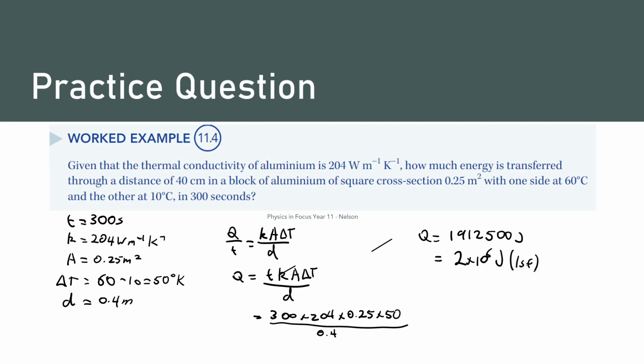Note here that I've given my final answer in joules. That is because the thermal conductivity constant was in watts per meter per Kelvin. If it's in watts, watts means joules per second. Therefore, our final answer has to match that. I've also given the answer to one significant figure, and that's because the distance given in the question was only given to one significant figure.